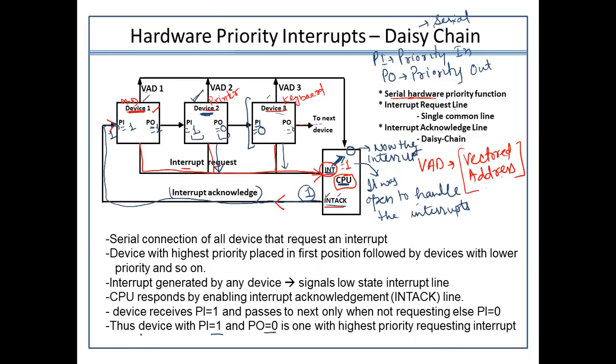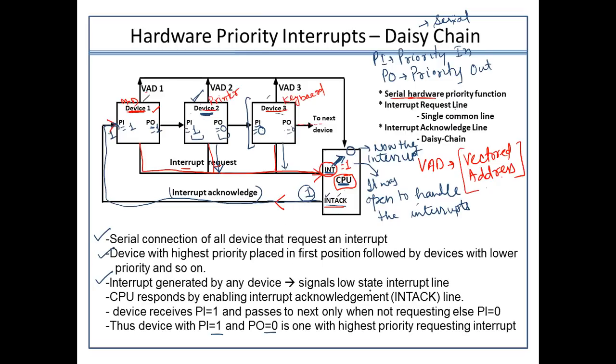Let's read these points also. The first point was serial connection to all devices that require an interrupt. We know now that a serial connection is made for the devices. Next, the device with the highest priority is placed in the first position, followed by the devices with the lowest priority. As I told, device one has the highest priority over device two or three, and so on and so forth.